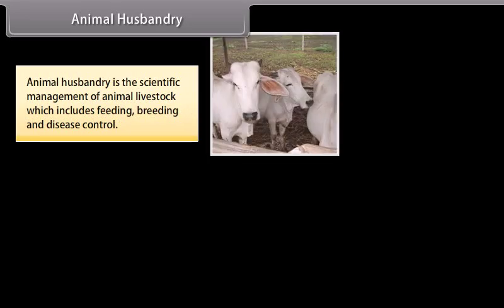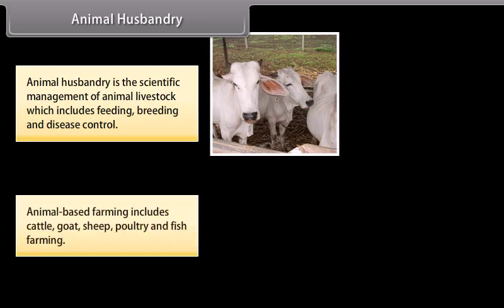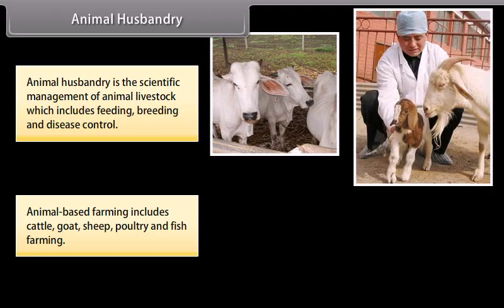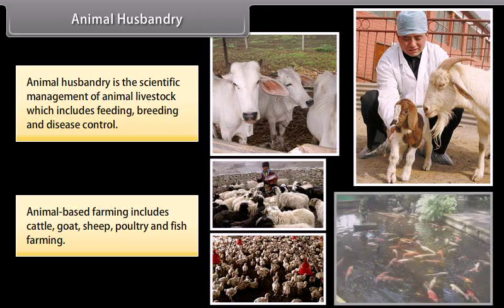Animal husbandry. Animal husbandry is the scientific management of animal livestock, which includes feeding, breeding and disease control. Animal-based farming includes cattle, goat, sheep, poultry and fish farming.